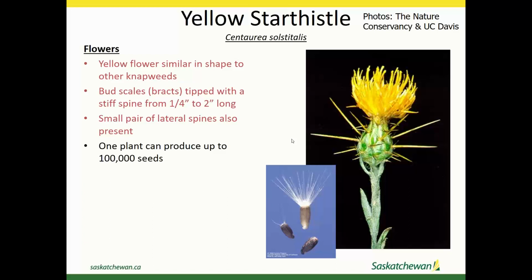And one of these plants can produce up to 100,000 seeds, and the seeds come in a few different types. There is one type that can germinate immediately, and then there's another type that can lay dormant for many, many years and allow that population to persist over time, even with fairly intensive control measures taking place.